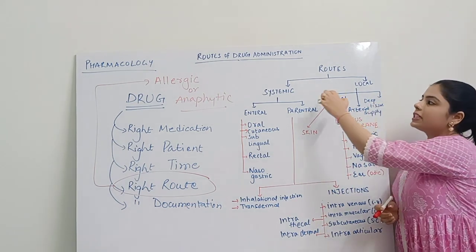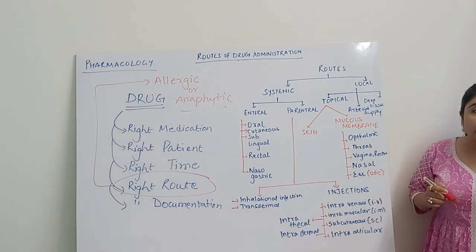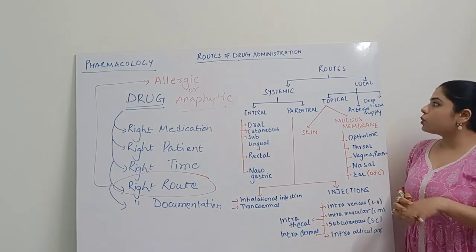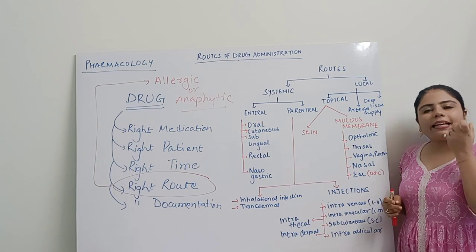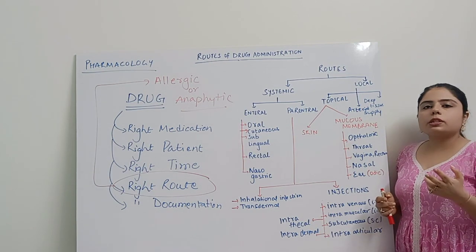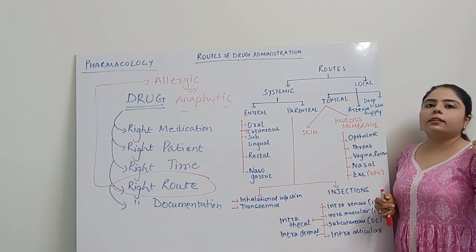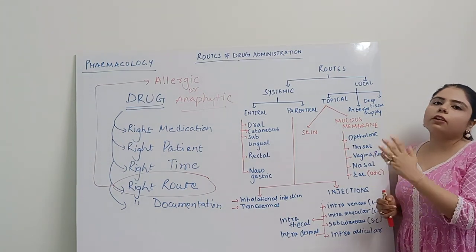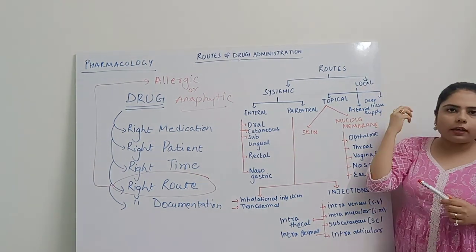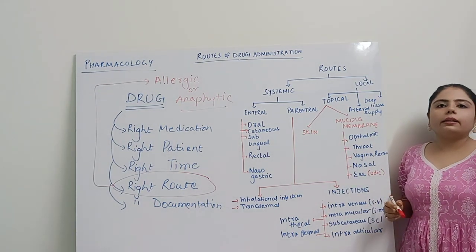Local route of administration means that the drug is applied at a targeted or specific site. In the case of local administration, there are very minimal chances that the drug will enter the bloodstream. Mostly the drug is applied at the affected area, at the damaged area, at the site of injury or infection, and there itself the drug shows its action. There are chances, but minimal chances, of the drug entering the systemic circulation.